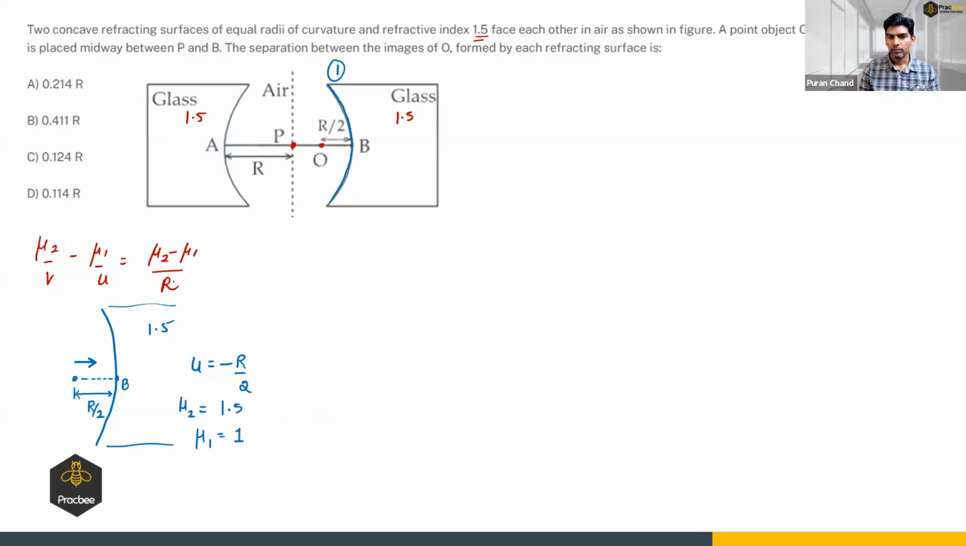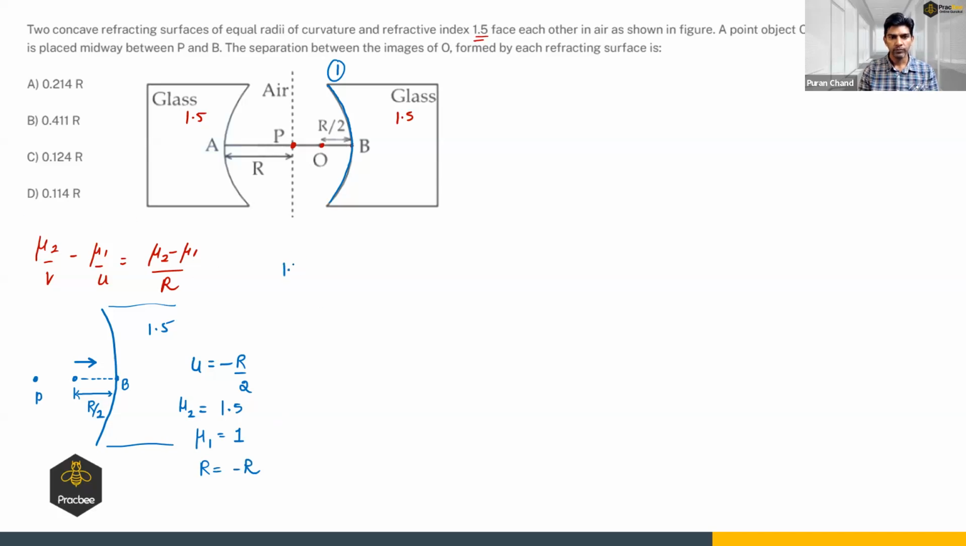Okay. And R, radius of curvature, is it positive or negative? Negative, because this is the center of curvature P, and if we want to measure the radius of curvature, we have to travel against the direction of incident rays. So it has to be negative. So here we have to take R as minus R, right? Now let us substitute these values in this formula.